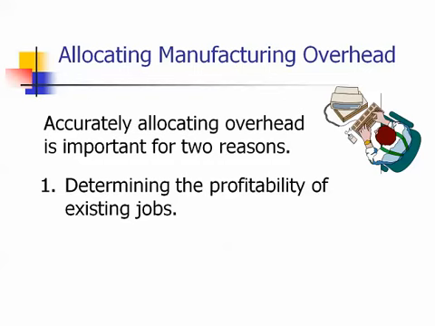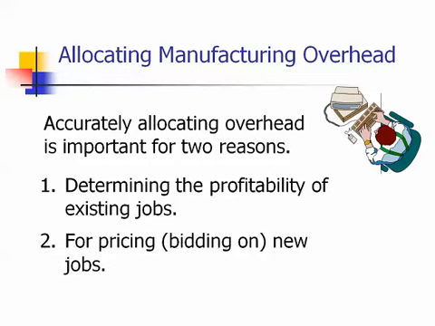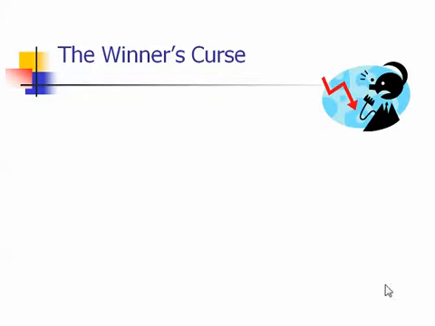First, we need to determine the profitability of existing jobs. The second, and perhaps more important reason, is to accurately cost or price potential future jobs. In bidding on jobs, it's important that we accurately quantify direct materials and direct labor. In addition, it's equally important to estimate overhead costs associated with the job.